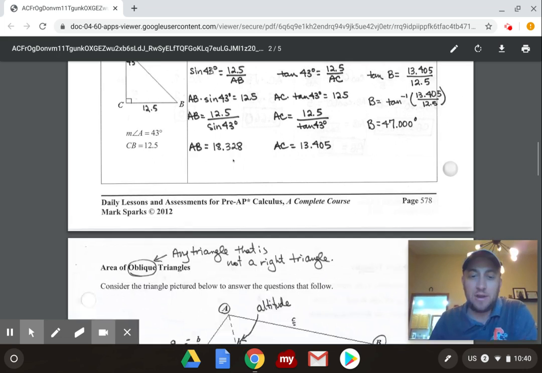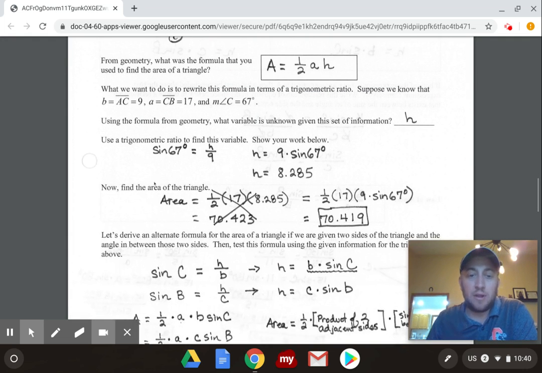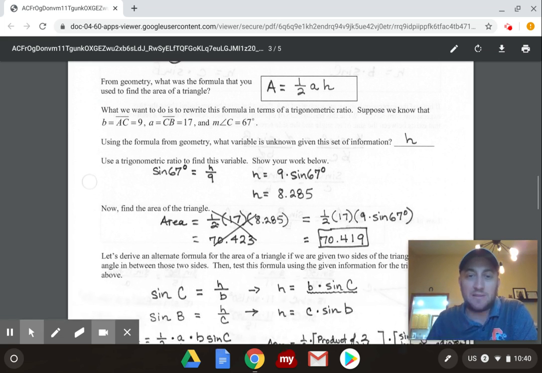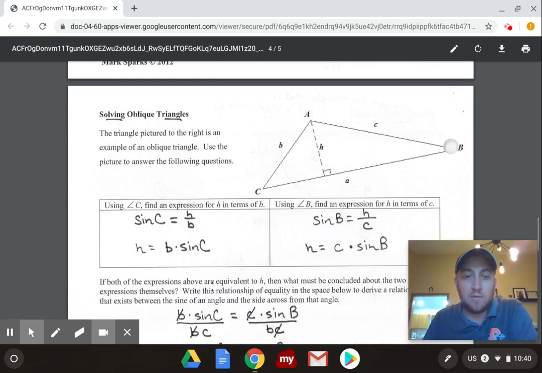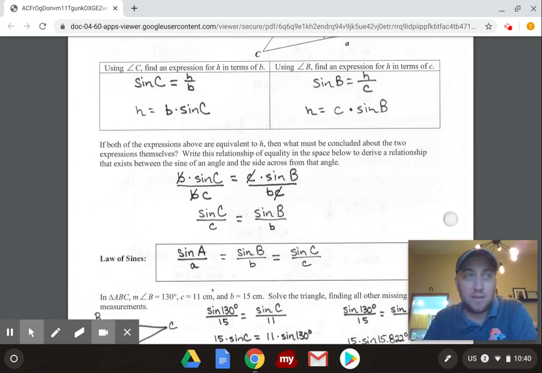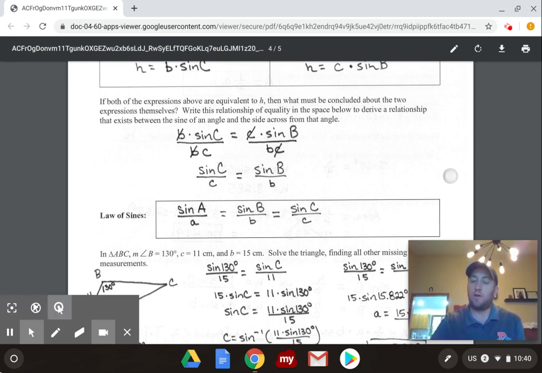So I'm going to scroll down here. The area of an oblique triangle, I'm going to skim over this and move past this. This isn't something that's really important. There are two things that are left here that are extremely important. So if I have a right triangle, I can use just normal trig, maybe an inverse trig to find the angle measure, but normal trig to find out the side lengths.